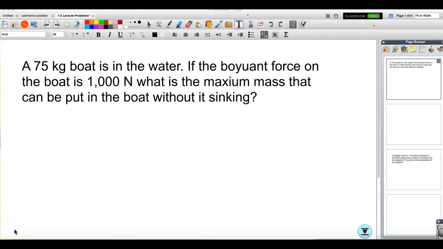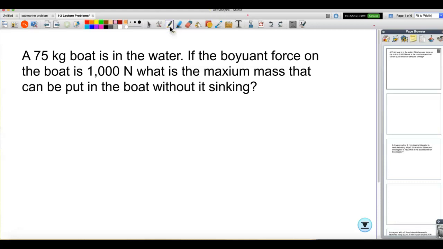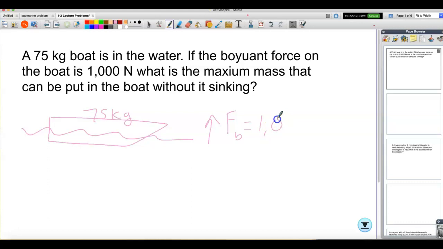Right, let's look at a problem in pressure. How would we do this? We've got a boat. Our problem says the boat is 75 kilograms, and the buoyant force on the boat, a force upward from the water, is 1,000 newtons. It asks, what can we put in the boat? How much mass can we load it with and get it not to sink?